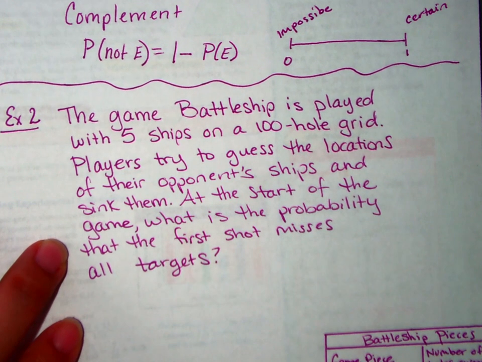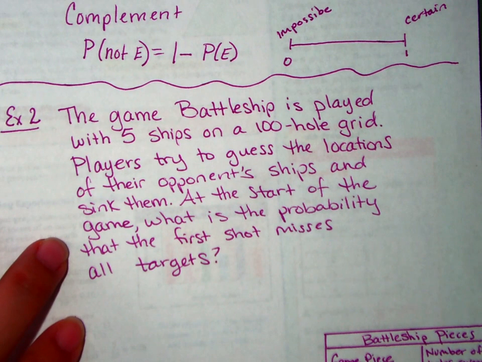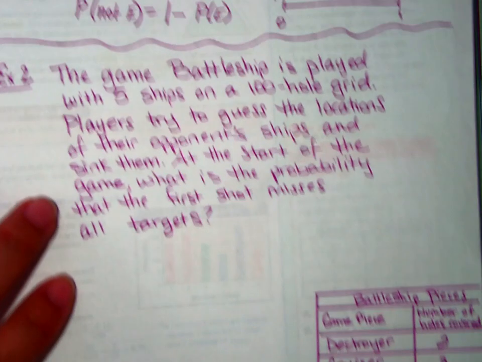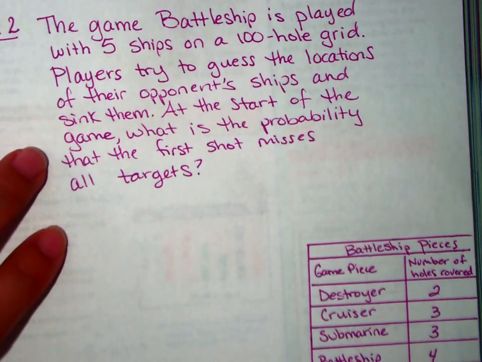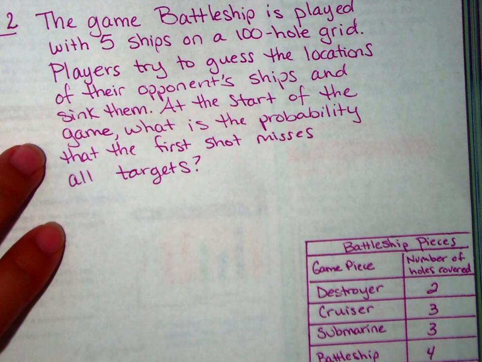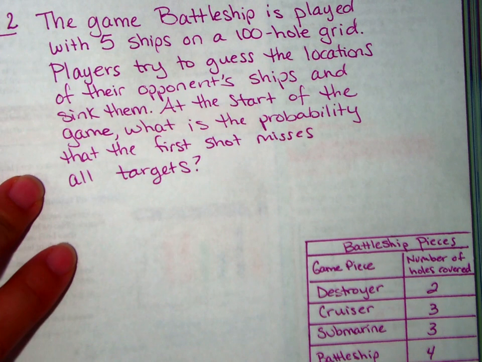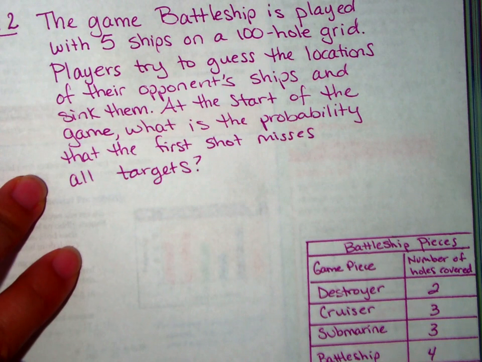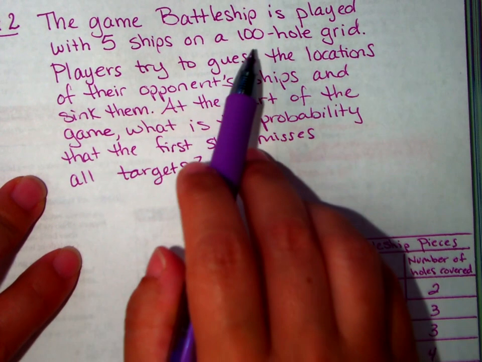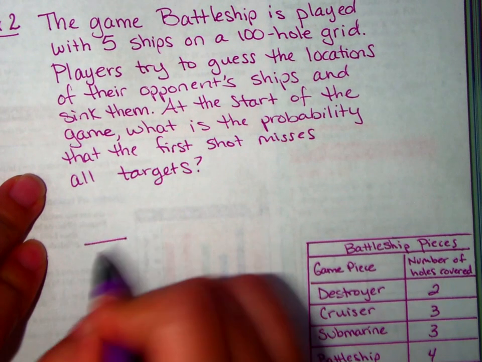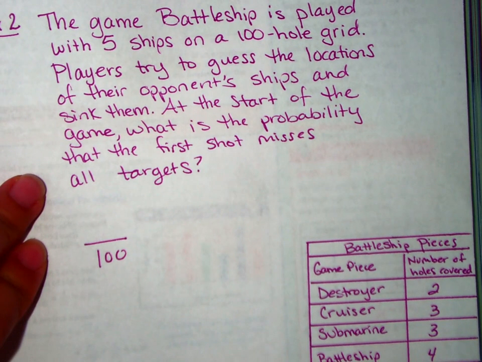All right, the game Battleship is played with 5 ships on a 100-hole grid. Players try to guess the locations of their opponent's ships and sink them. At the start of the game, what is the probability that the first shot misses all targets? So before we can find the complement, we actually have to find what the probability is of hitting a battleship. So again, we want to look at, okay, well, what are the total possibilities? Well, they tell us it's a 100-hole grid. So right off the bat, I know 100 is my denominator number, okay?